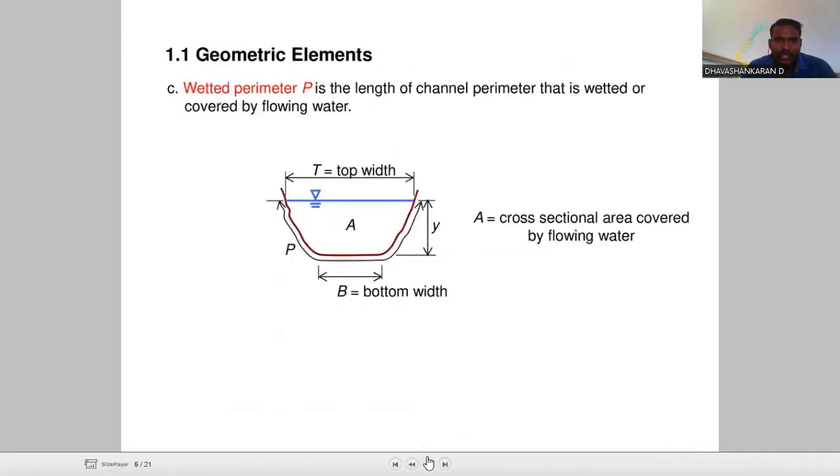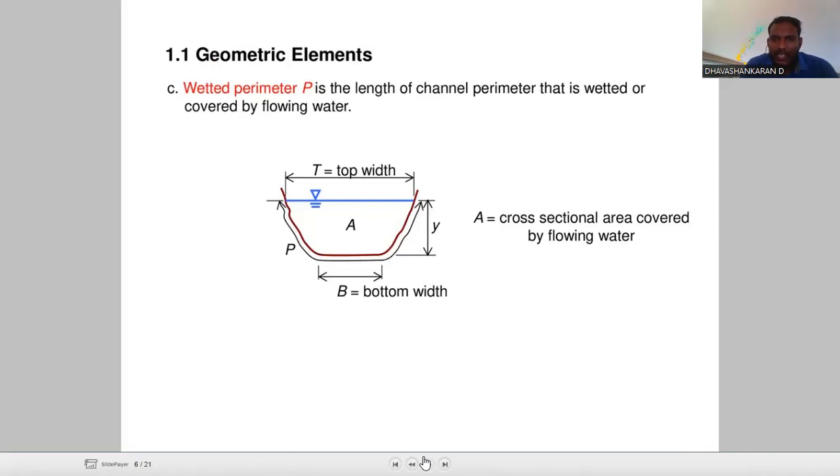Next is the geometric element, wetted perimeter. We have the wetted perimeter for the trapezoidal section and for the rectangular section. Wetted perimeter means we have the two sides. When there is a slope, we have to consider the slope. Otherwise, it is two sides plus the top width. That is a point to consider.